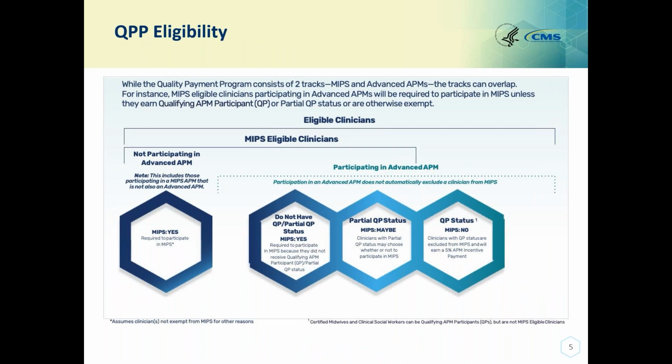Again, this slide goes into a little more detail about who among APM participants are required to report to MIPS and who may not be. I think the more important takeaway for this particular webinar is if you do not earn QP status, you will receive a MIPS payment adjustment unless you have some other exemption. And again, Shared Savings Program ACOs, you're going to have to report through MIPS regardless of your QP status. So what we're talking about here related to MIPS eligibility is going to be applicable to you as well. Next slide.